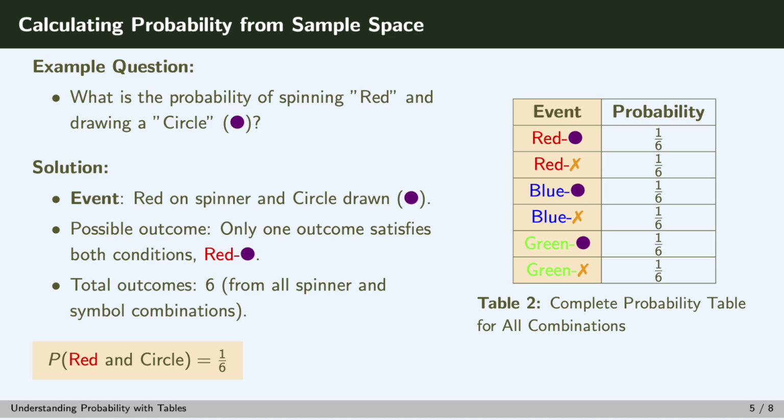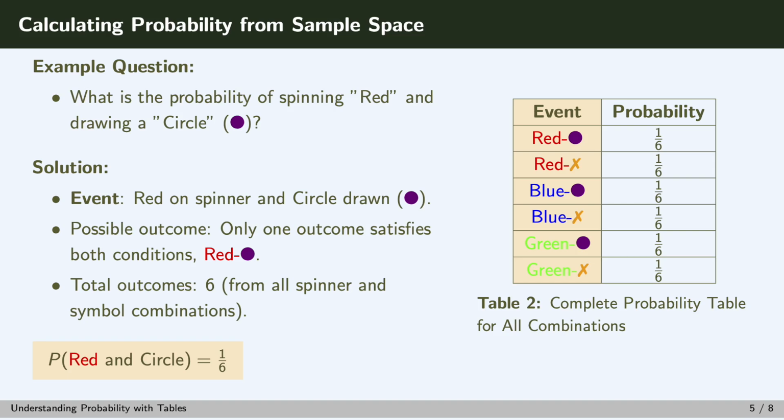Now, let's calculate a probability from our sample space or two-way table. Suppose we're interested in finding the probability of getting red with circle in our spin and draw scenario. First we check row 1, which represents red, and column 1, which represents circle. They meet at one outcome, red with circle. Now, to calculate probability, we divide this one outcome by the total number of outcomes in our sample space. Since we listed 6 total outcomes, the probability of red with circle is 1 out of 6.